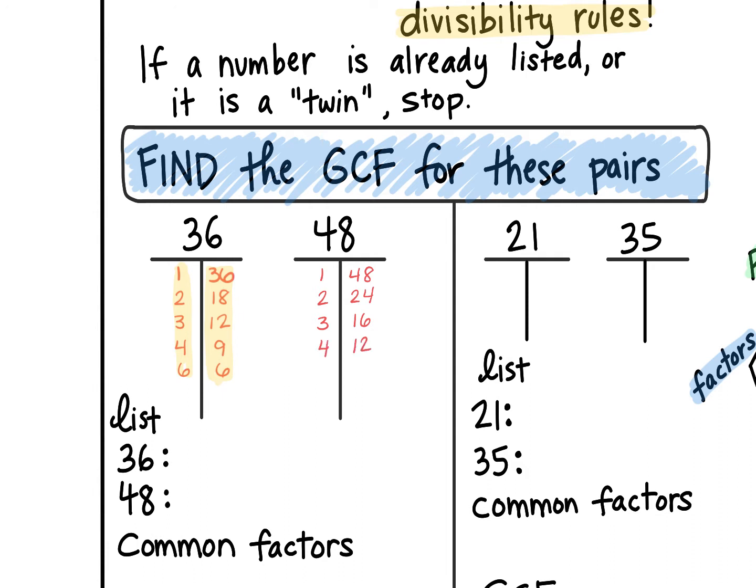What about 5? No. Why not? Right, it doesn't end in a 5 or a 0. Okay. What about 6? Yeah, 6 and 8. What about 7? No. 9? No. 10? No. 11? No. 12? Yes, but we already have it, so we found the twin and we can stop.